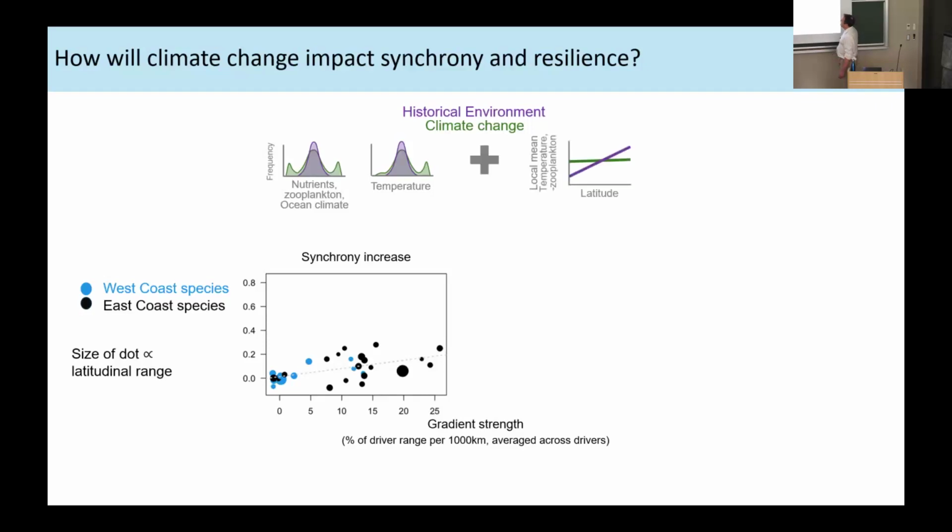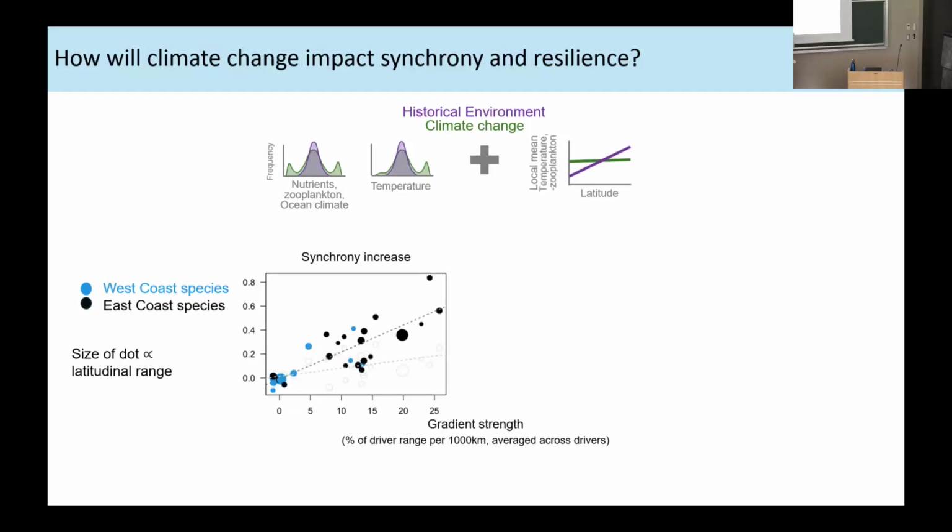All right, so before I show you, this is the increase in synchrony, which is not much. So we go from roughly 20% increases. But if we throw in the weakening of latitudinal gradients, this is what we get.